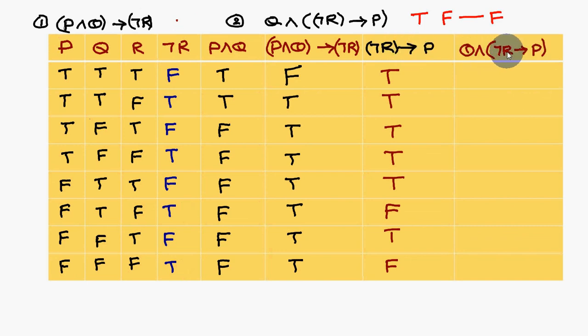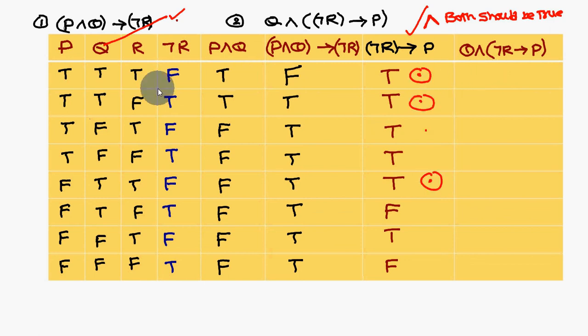Now Q and not R conditional P. Q is this column. Not R conditional P is this one. So the and symbol means both should be true. True and true, the answer is true. Here it is also true, here it is TF, fails, here it is true, true, true. So these three are true, remaining all the cases are false. So this is the model.